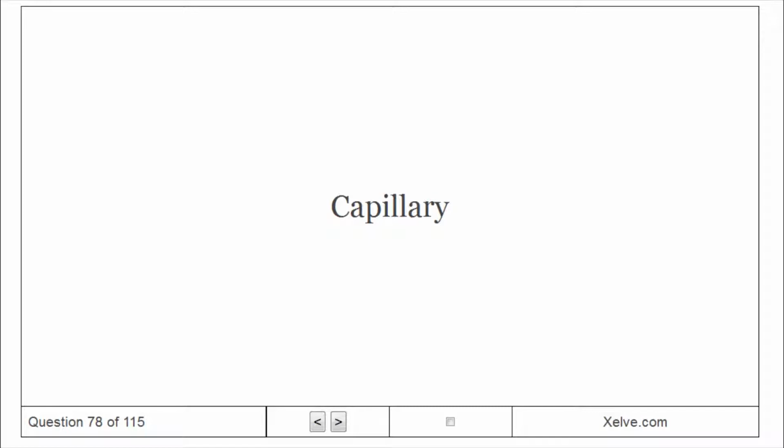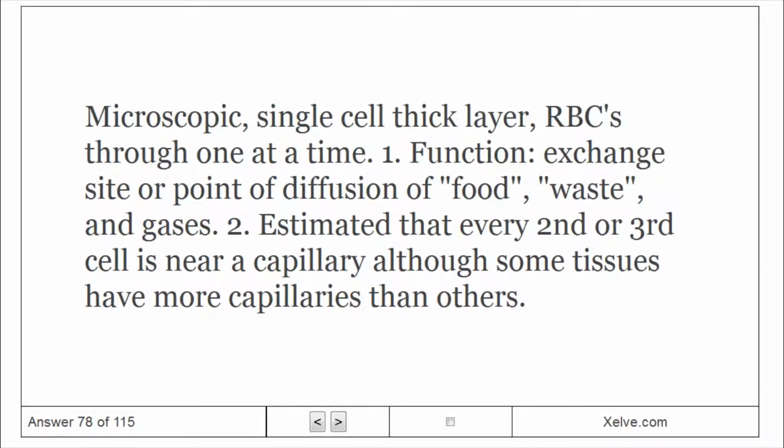Capillary. Microscopic, single-cell-thick layer, with RBCs passing through one at a time. 1. Function: exchange site or point of diffusion of food, waste, and gases. 2. Estimated that every second or third cell is near a capillary, although some tissues have more capillaries than others.